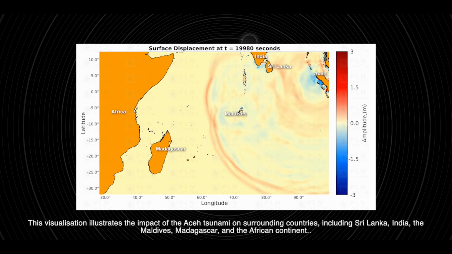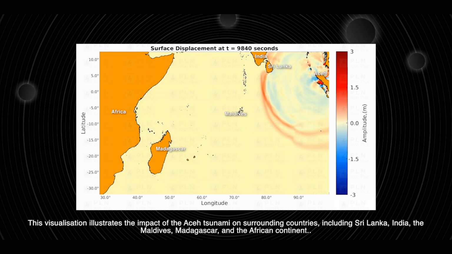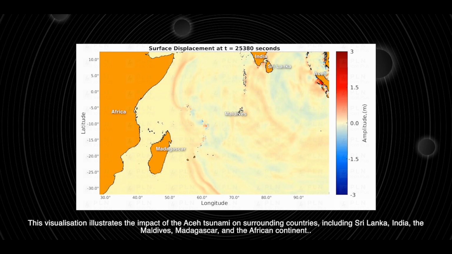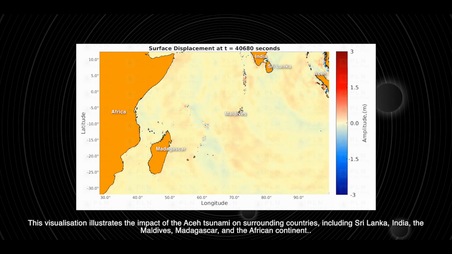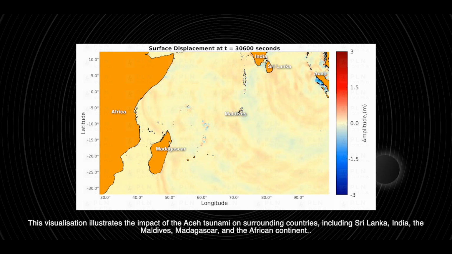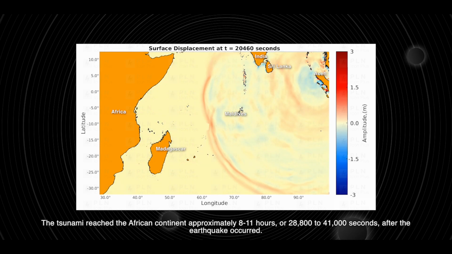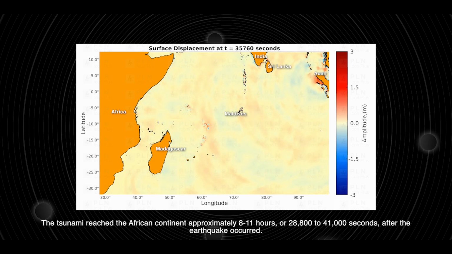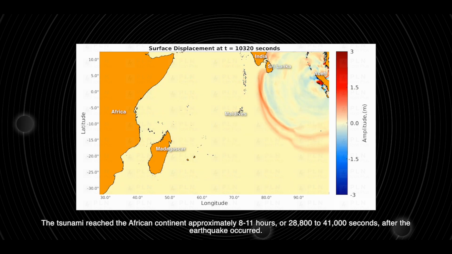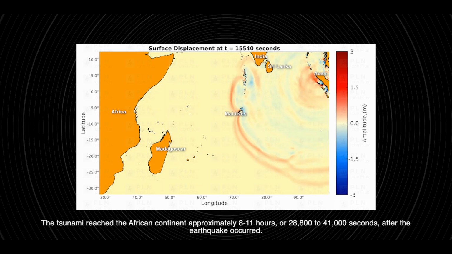This visualization illustrates the impact of the Aceh tsunami on surrounding countries, including Sri Lanka, India, the Maldives, Madagascar, and the African continent. The tsunami reached the African continent approximately 8 to 9 hours, or 28,800 to 41,000 seconds after the earthquake occurred in Aceh.